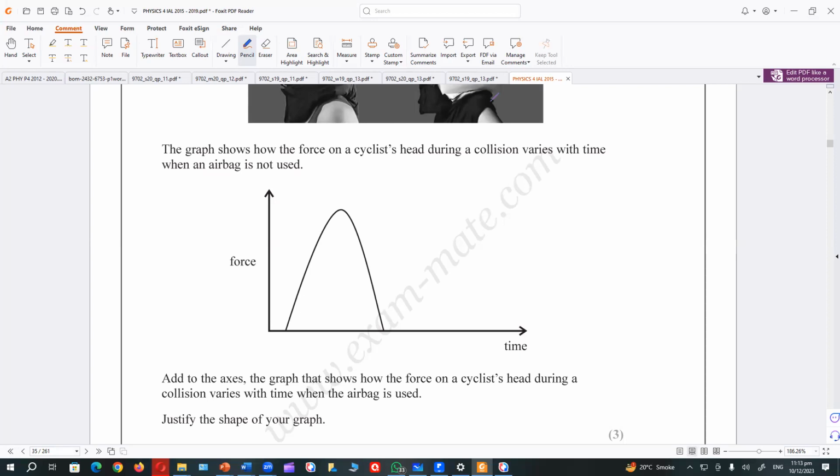Then what is it? Oh, when the airbag is not used, sorry. He's saying this diagram is there. That's why the diagram is going so high. Can you notice what the question says? Without the airbag, the force is rising too much.